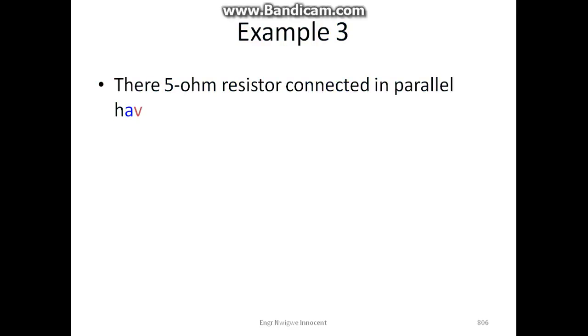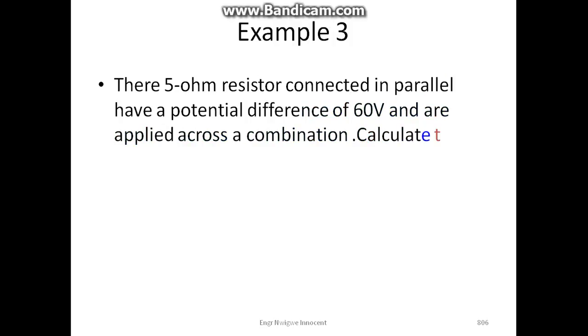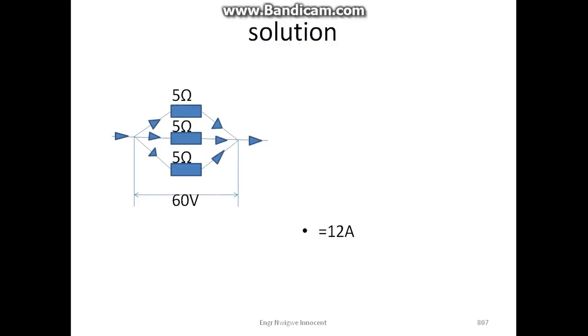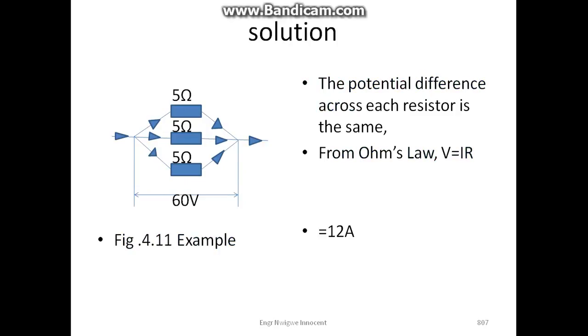Example 3. There are three 5 ohm resistors connected in parallel, having a potential difference of 60 volts applied across the combination. Calculate the current in each resistor. Solution. The potential difference across each resistor is the same. From Ohm's law, V is equal to IR. Therefore, I is equal to V over R, which is equal to 60 over 5 amperes, which will give us 12 amperes.